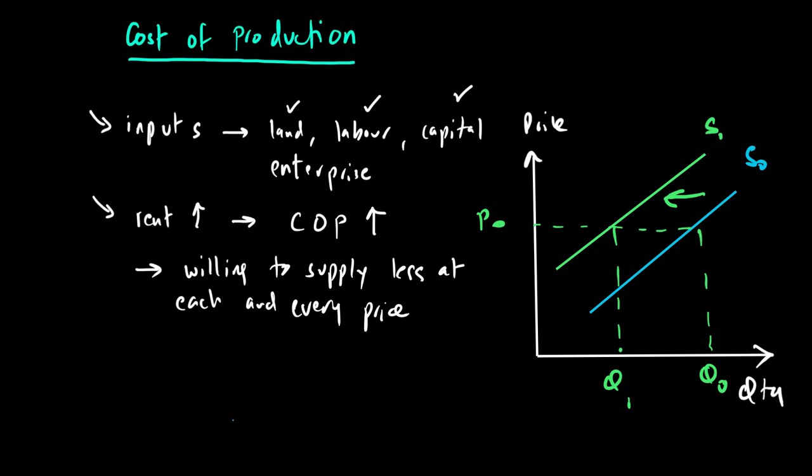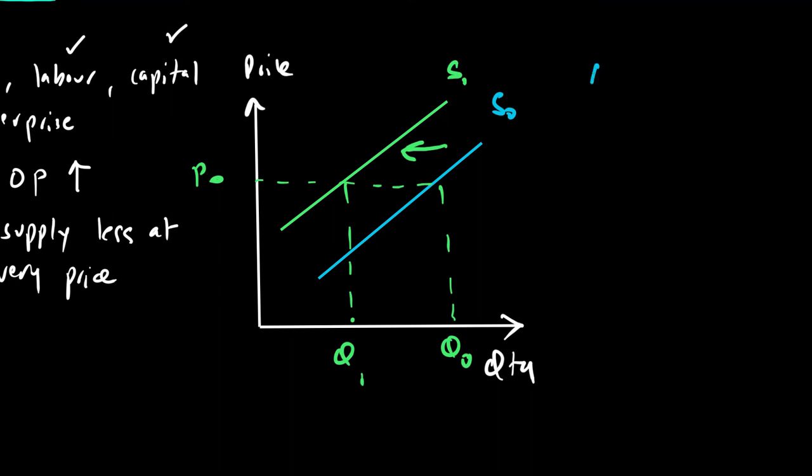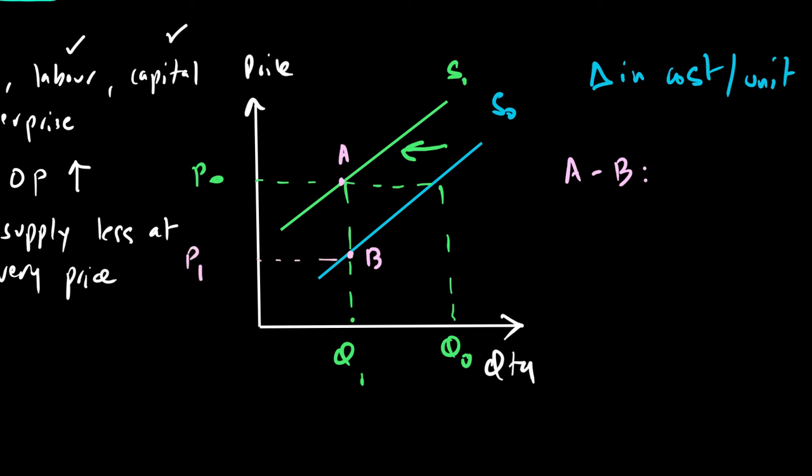An important way to look at this is figuring out how much your change in cost is. So this diagram can also help us explain the change in cost. If I want to show the change in cost per unit, I can do that by looking at the vertical distance AB. So this vertical distance AB tells me what my change in cost is. For example, let's say at a price of P1, I was making Q1 quantity before when the supply curve was S naught, and because of the rise in cost of production, let's say my supply curve went to S1, and now I'm making the same Q1 at a higher price of P naught.